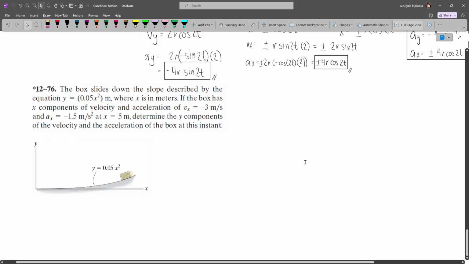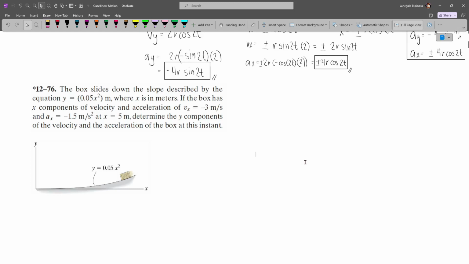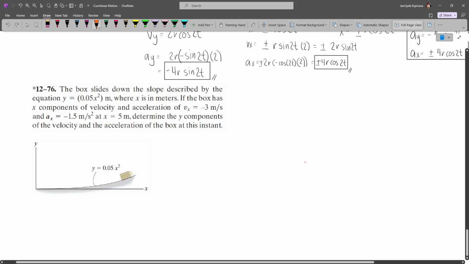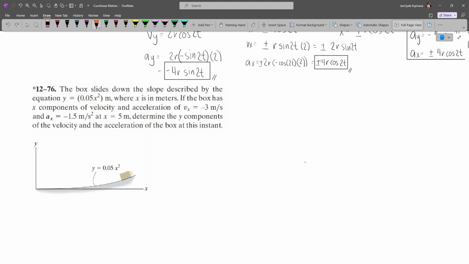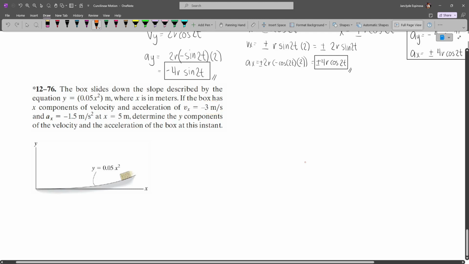Now finally, we'll try to solve this problem. We have a box that slides down the slope, which is described by the equation y equals 0.05x squared, where x and y are in meters. If the box has x components of velocity and acceleration of vx equals minus 3 meters per second, and ax equals minus 1.5 meters per second squared, when x is equal to 5, we have to determine the y components of the velocity and the acceleration of the box at this instant.